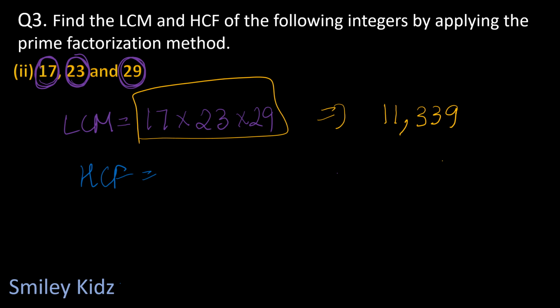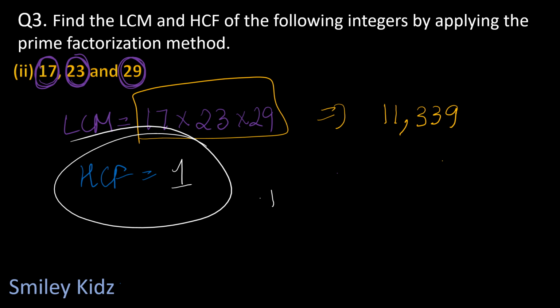The HCF of any prime factors will be definitely 1. That's because all these are prime numbers. And we know that they don't have any number in common. Therefore, the HCF will be equal to 1.